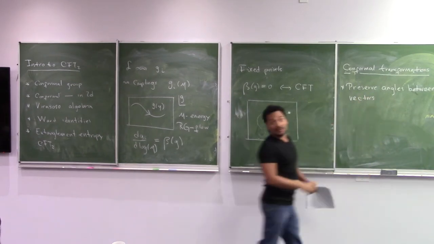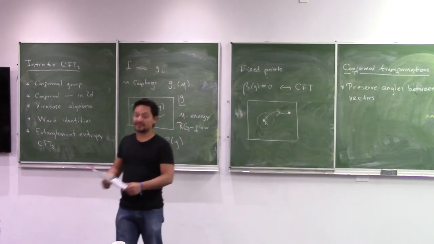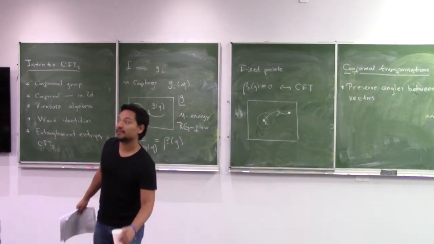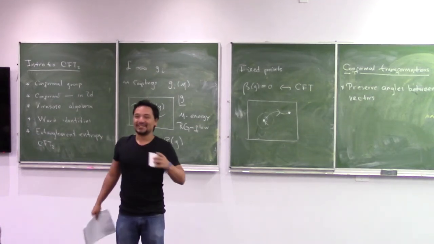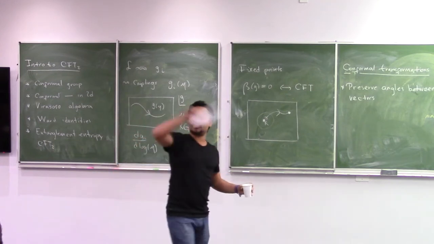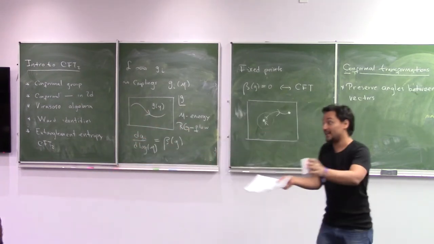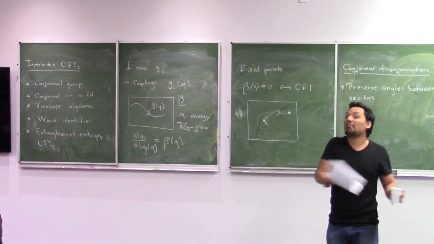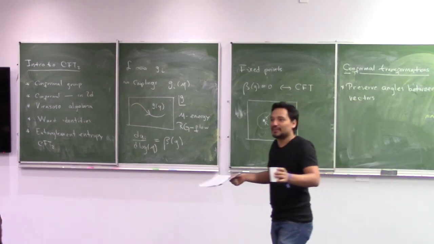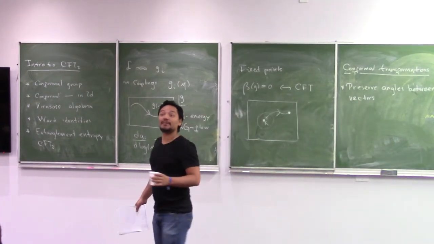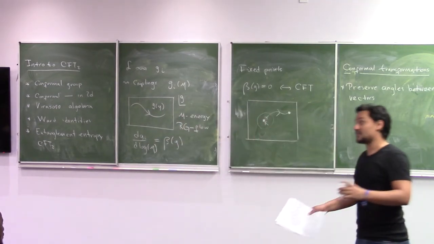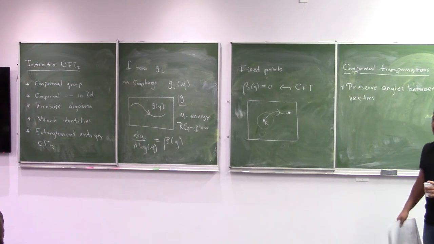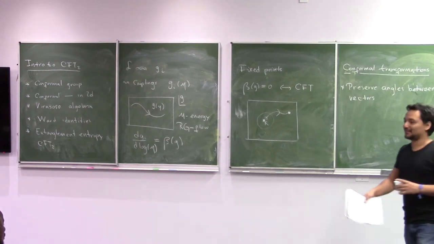Can you tell me about some examples of these kinds of transformations that come to mind? I'm going to start pointing at people if you don't answer. So for example, I can do a rigid rotation, right? If I have two vectors and I do a rigid rotation, they stay with the same angle between them. What else can I do? Translations, yeah. What else can I do? Boosts. Excellent.